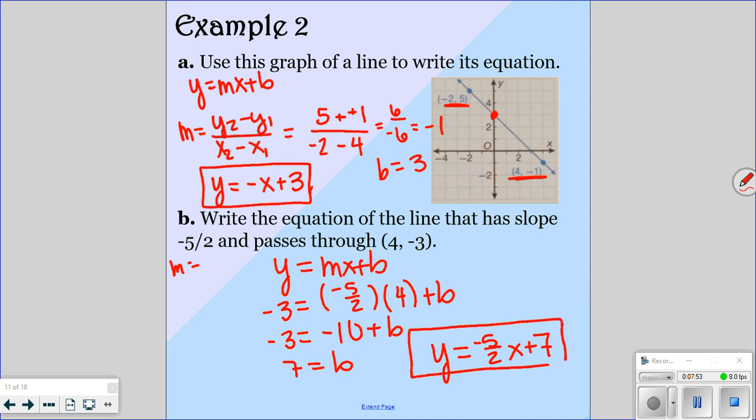When you make the equation, you're always going to have x and y in your answer. So don't plug in numbers for x and y. You have to have those in the equation as your final answer. The only thing you plug in is the m and the b.